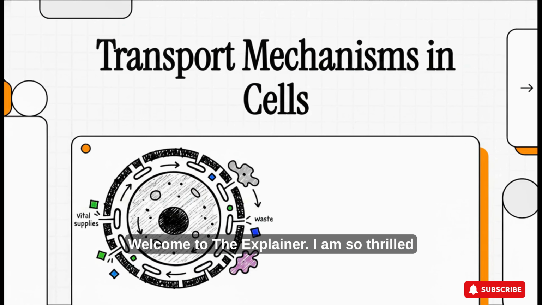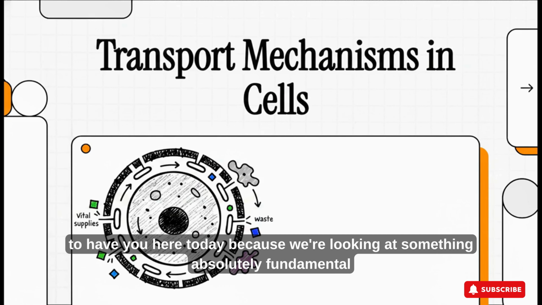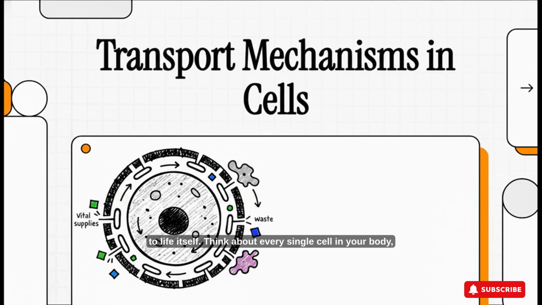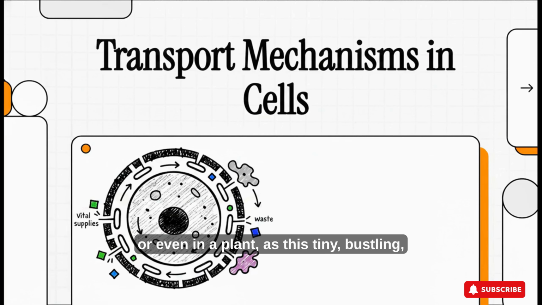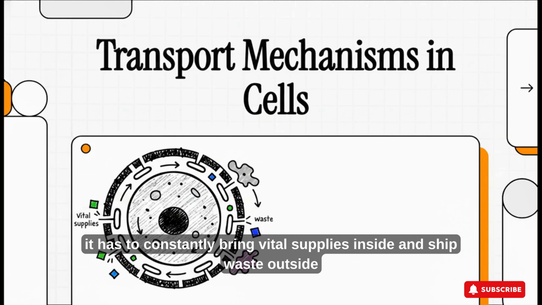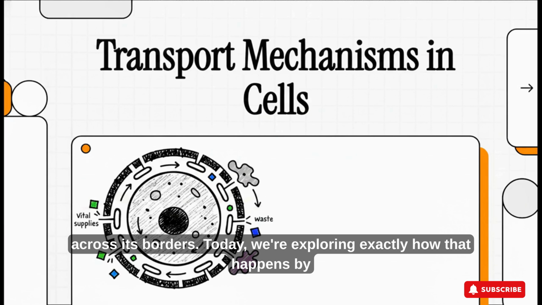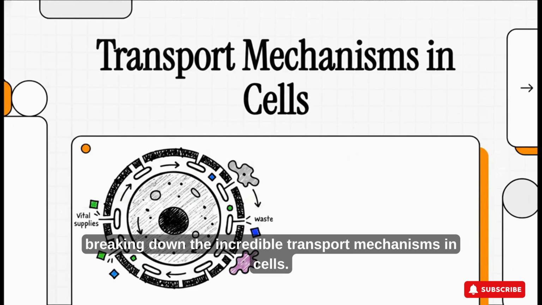I am so thrilled to have you here today because we're looking at something absolutely fundamental to life itself. Think about every single cell in your body, or even in a plant, as this tiny, bustling, well, actually more like a heavily guarded city. And for that city to survive, it has to constantly bring vital supplies inside and ship waste outside across its borders. Today, we're exploring exactly how that happens by breaking down the incredible transport mechanisms in cells.